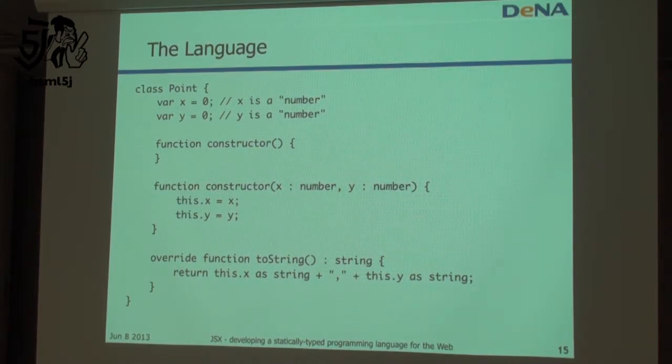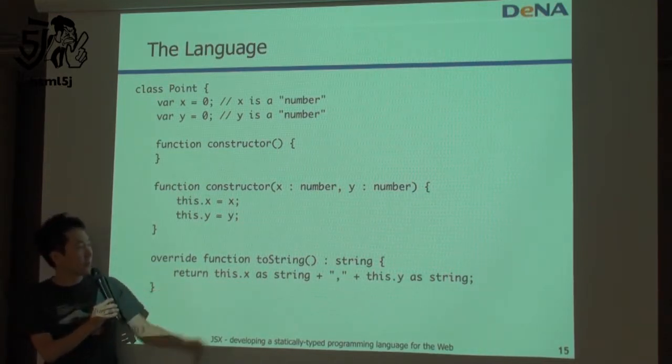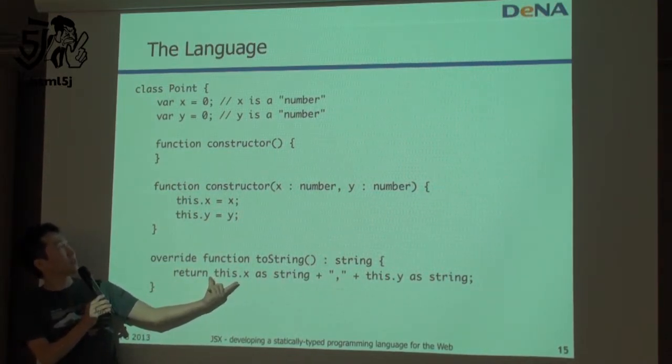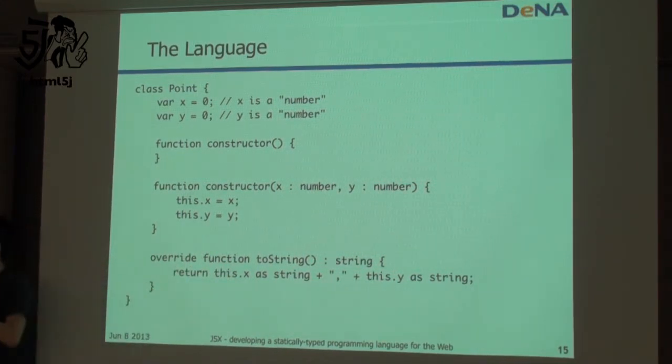And actually, using the arguments object in JavaScript causes lots of GCs and performance drawbacks. So we wanted to get rid of those problems, so we use function overloading. And regarding type conversions, we have an as expression that converts this.x, which is a number, to string. So if you're familiar with Java or JavaScript, then it will be very easy to start developing in JSX.